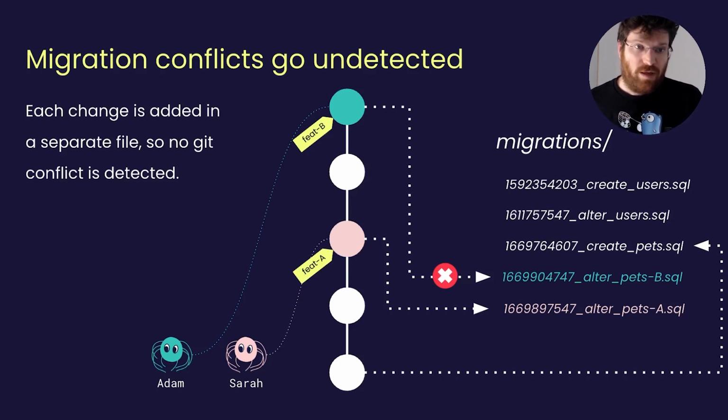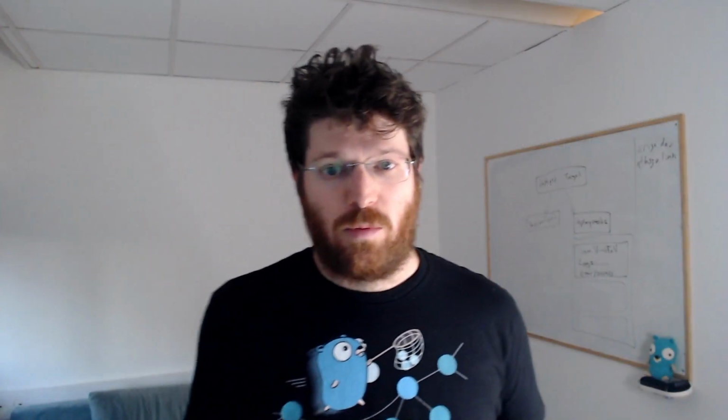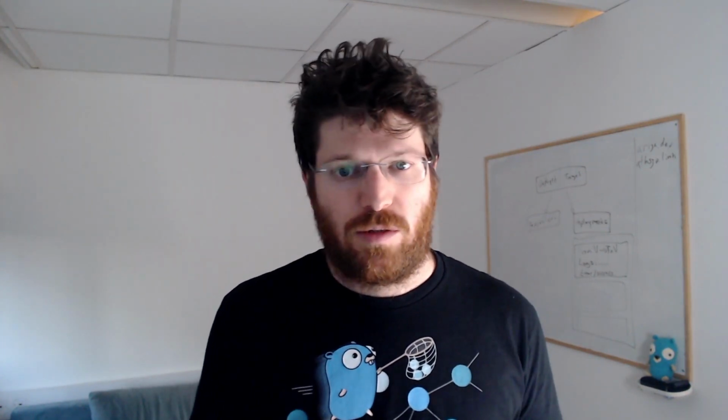Now, for Git, this is fine, but their database will probably not be so happy if both of them try to add the same column with the same name, or make a change that is somehow logically conflicting. It will not work on the database. This conflict will only be discovered when the changes are about to be applied to a database. With Atlas, we want to prevent Adam and Sarah from ever merging two conflicting migrations to the main branch.